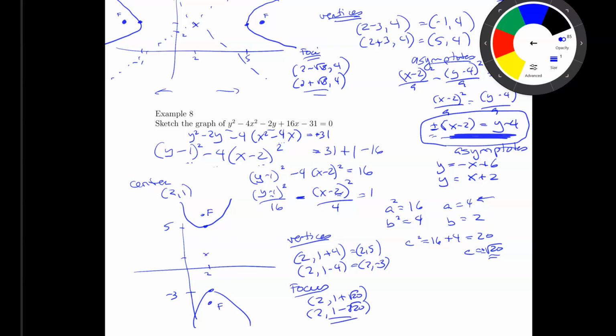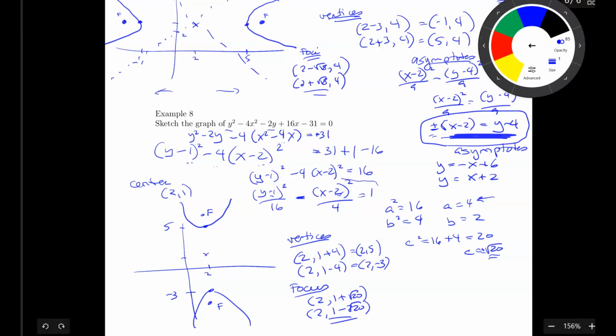Okay, so remember that trick for the asymptotes. The trick for the asymptotes is to take this and set it equal to 0, right? So set it equal to 0, not 1. Let's just take a couple of steps at 1. Move this to the other side. So I'll get y minus 1 squared over 16 equal x minus 2 squared over 4. So let's multiply both sides by 16. So I'll get y minus 1 squared equal 4 times x minus 2 squared.